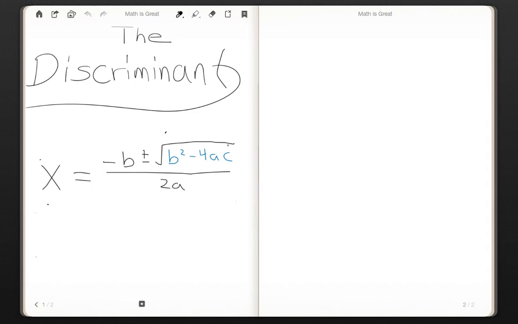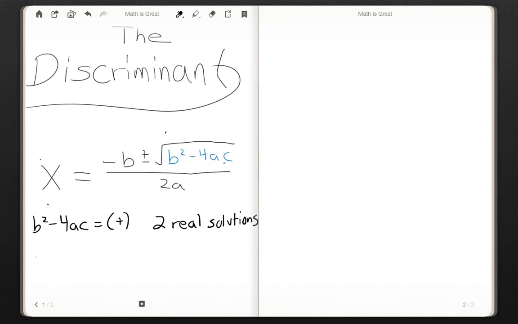And we know if we take a square root of a positive number, we're going to get a real number. Now this plus minus here, we're going to get negative b plus or minus a real number, so there will end up being two real solutions for x. So if this part under the square root, b squared minus 4ac, equals a positive number, then we will end up getting two real solutions for x.